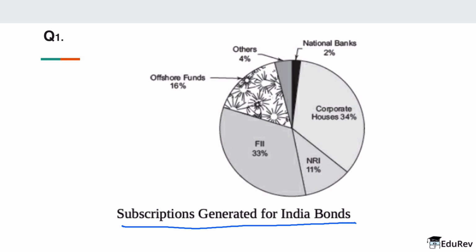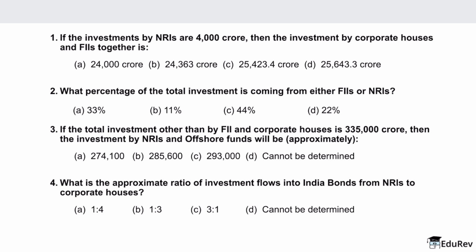Here they are saying that the percentage share of corporate house in this pie chart is 34%. Similarly, for National Bank it's 2%, for others 4%, for offshore funds 16%, for FII 33%, and NRI 11%. This is the information I can interpret immediately by seeing this pie chart. So let's answer a few questions. I'm going to read the question, mark the important points, and then we're going to solve it.